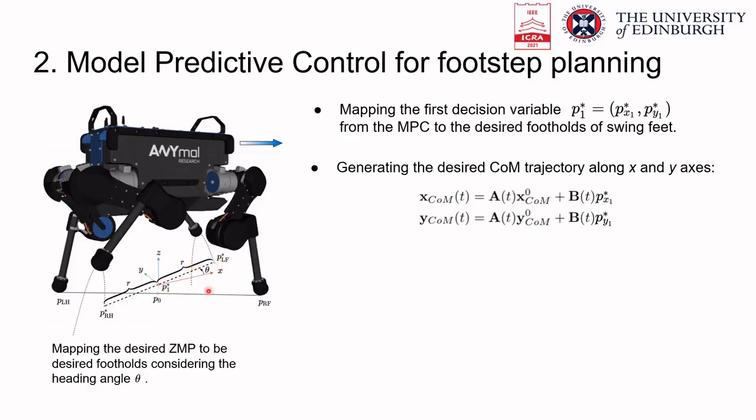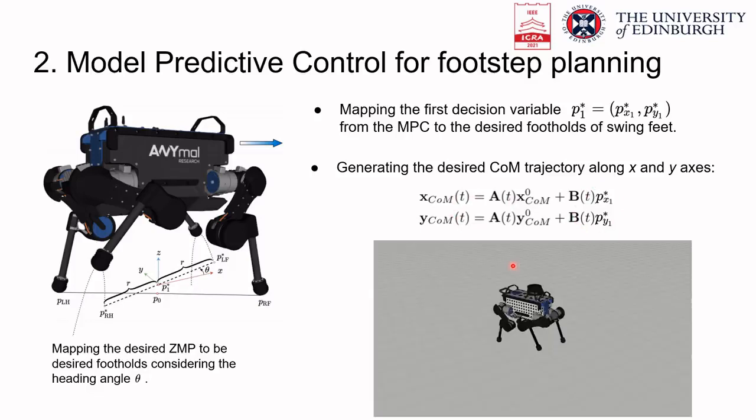Considering the heading angle, we can use the geometric relationship to compute the desired foot placements. Then we can use cubic splines to interpolate the swing trajectories. To generate the center of mass trajectory, we just need to substitute the first optimal ZMP into the inverted pendulum dynamics. Then we can realize simultaneous heading and turning.